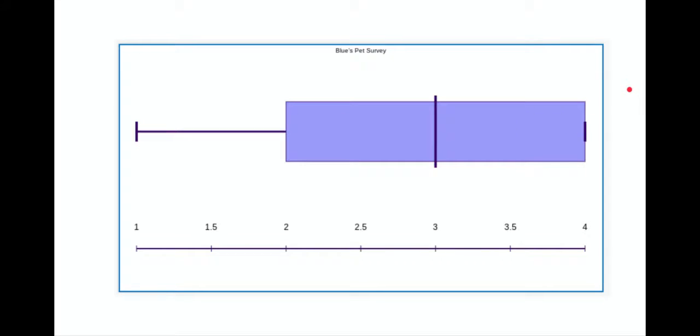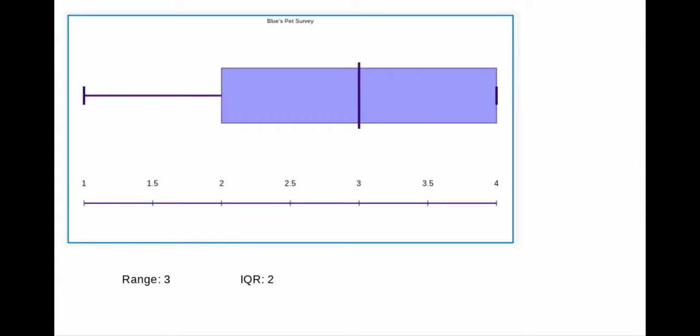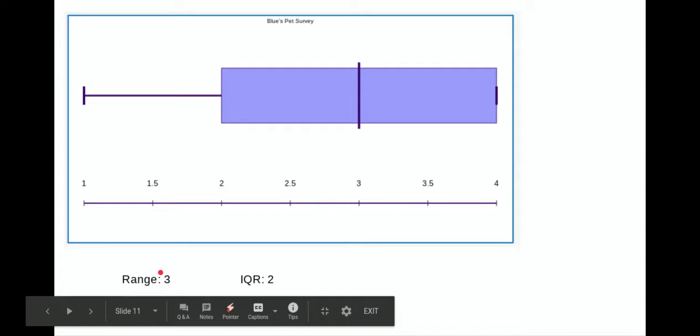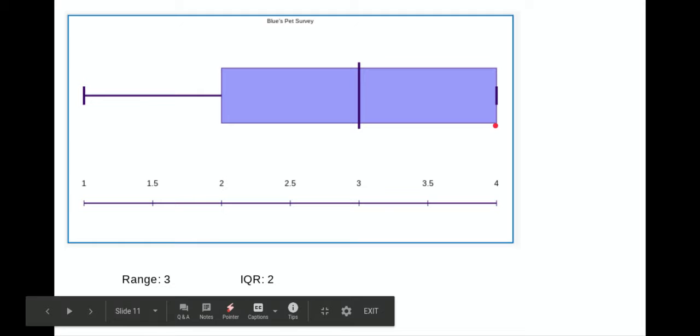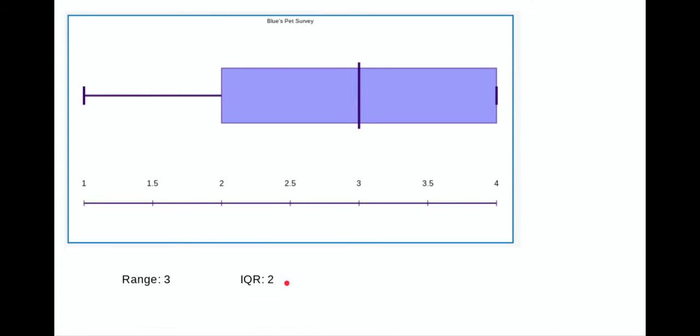And what were we supposed to do with this? We were supposed to also find the range and the IQR, which is a lot easier when you have all the data in order and you have your upper and lower quartiles identified. So our range here is our biggest number minus our smallest number, which is 4 minus 1, which gives us 3. And then our interquartile range is our upper quartile minus our lower quartile, which is 4 minus 2. And that gives us an interquartile range, or IQR as we are also calling it, of 2.